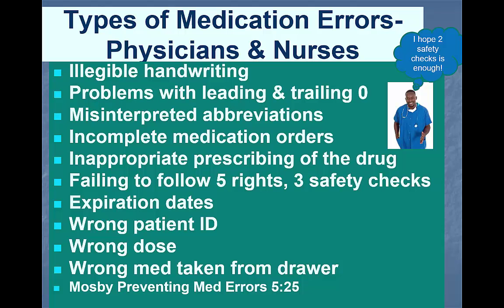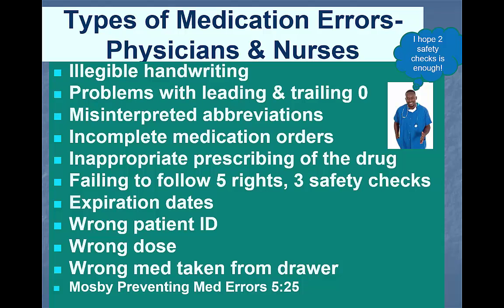Remember those problems we had with the leading and trailing zeros. You had a trailing 0, 5.0, and the next nurse recognized it as 50, instead of 5 milligrams. And we had a 0.7 milligrams, and the nurse saw it as 7 because they didn't see the little point. So if we put the 0 point, we always know there's a decimal there, and we never use a trailing 0. Sometimes we misinterpret abbreviations.